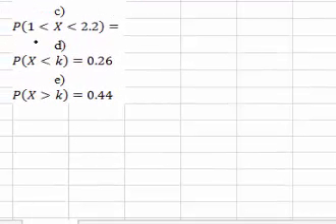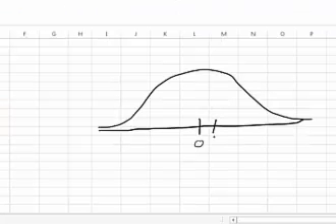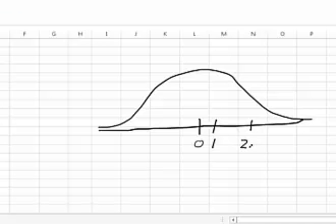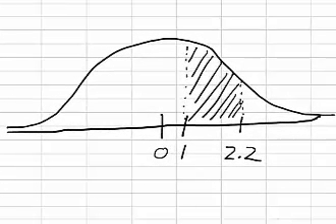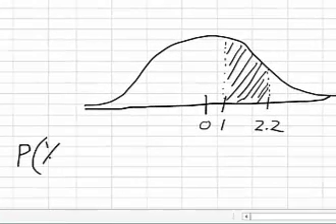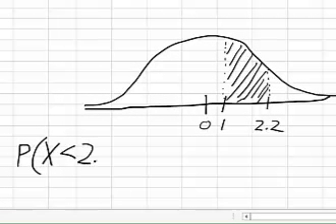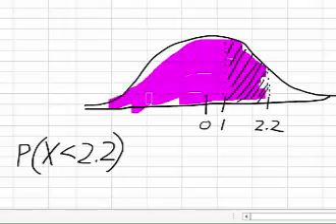Part C, what's the probability that x falls between 1 and 2.2? Start off with the picture. So I want the area under the curve between 1 and 2.2. This shaded region is what I want. This one we have to get really creative. If I start off with calculating the probability that x is less than 2.2, this is all I can do in Excel. Left-tailed probabilities, we call it. This piece right here will calculate for me everything to the left. That's too much, though. I need to stop it at 1.